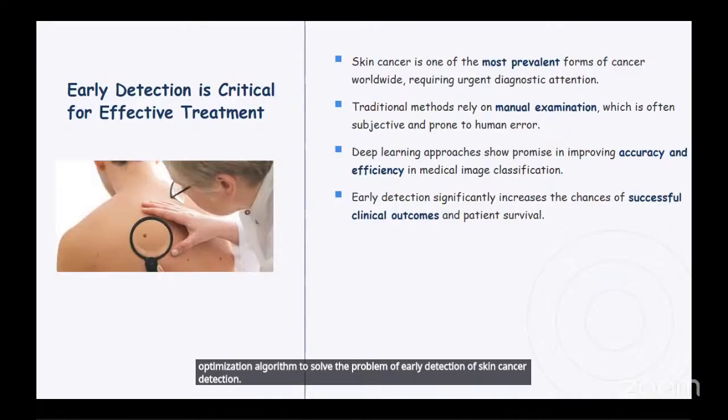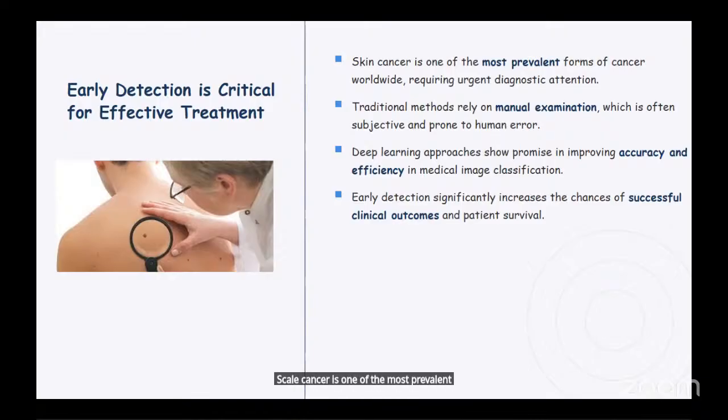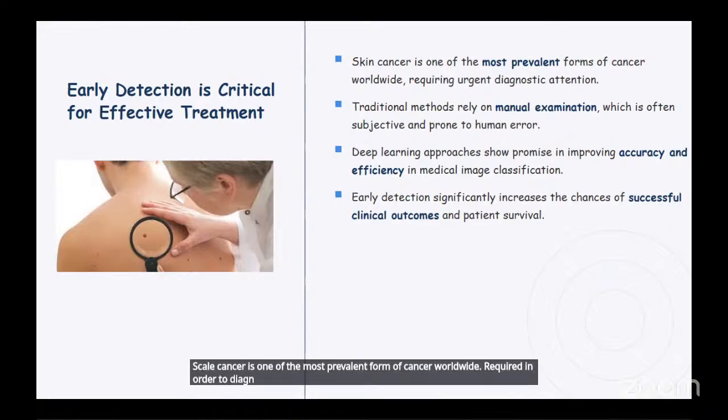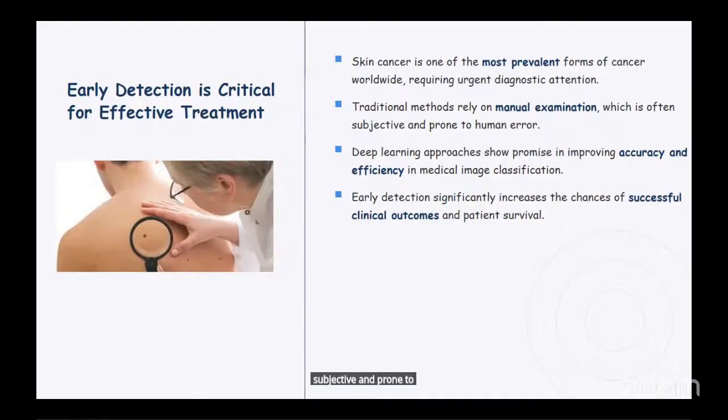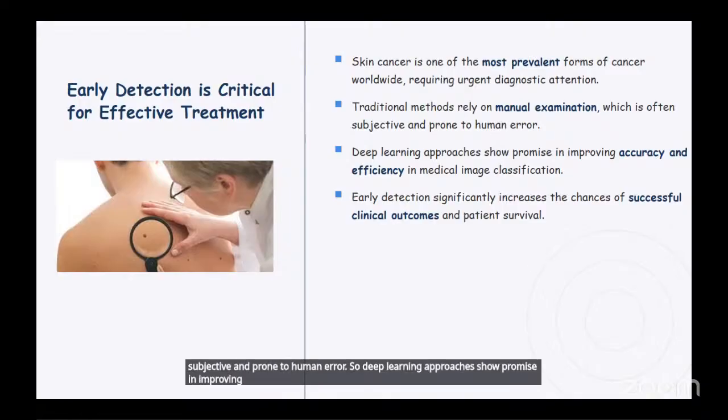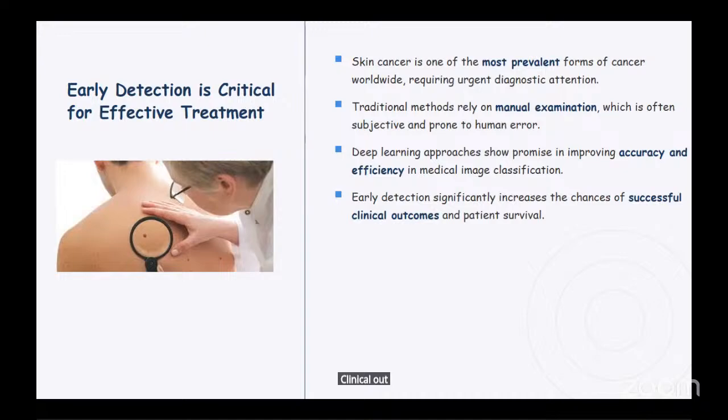Skin cancer is one of the most prevalent forms of cancer worldwide, requiring urgent diagnostic attention. Traditional methods rely on manual examination, which is often subjective and prone to human error. So deep learning approaches show promise in improving accuracy and efficiency in medical image classification. Early detection significantly increases the chances of successful clinical outcomes and patient survival.